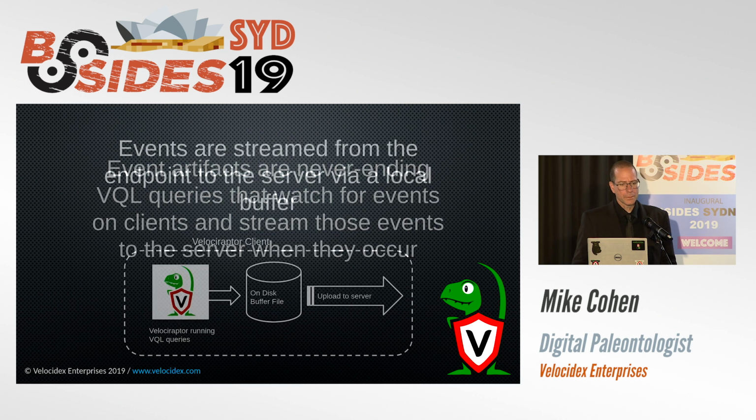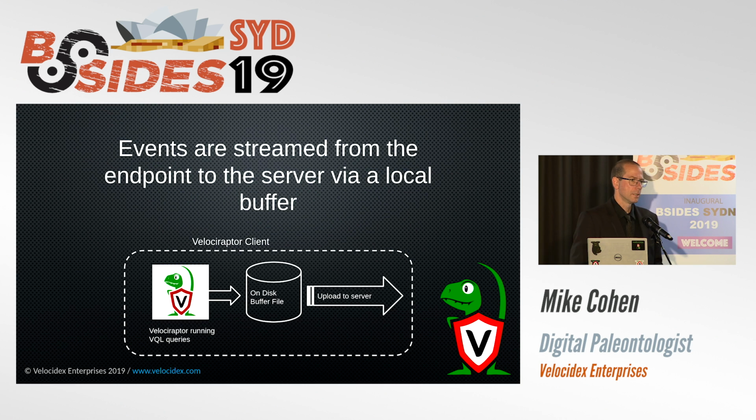So this is really what event artifacts are all about. And so they are actually streamed from the endpoint. And we have a buffer file on disk, so they're actually streamed even when the machine's offline. They're collected locally and then pushed out to the server. And then we can actually operate on those, and the query kind of runs on its own, right? Just sending us rows as it goes along. So this is called an event query.